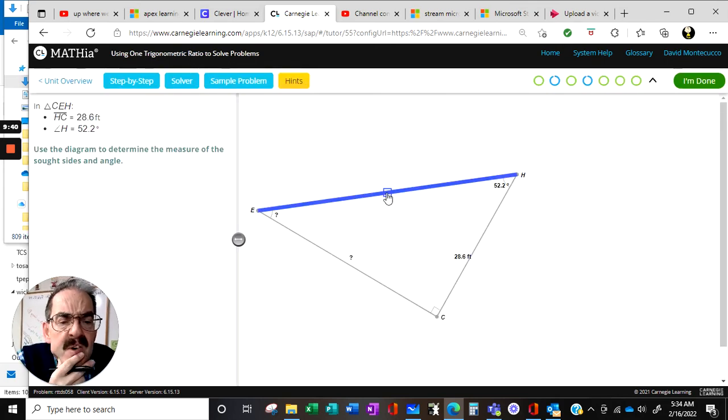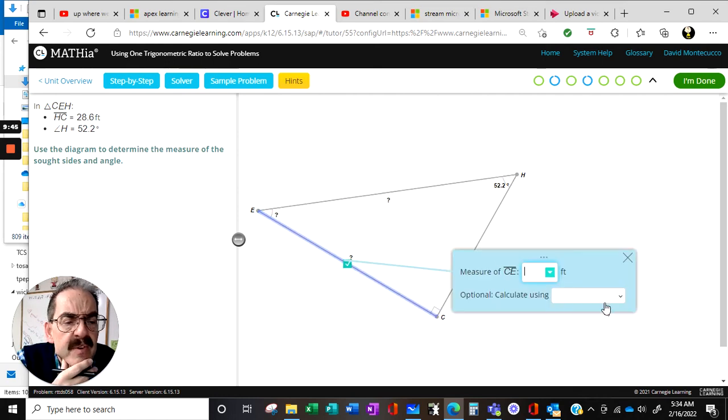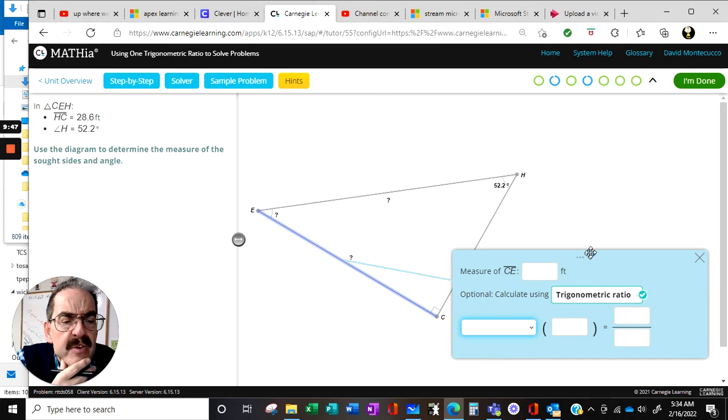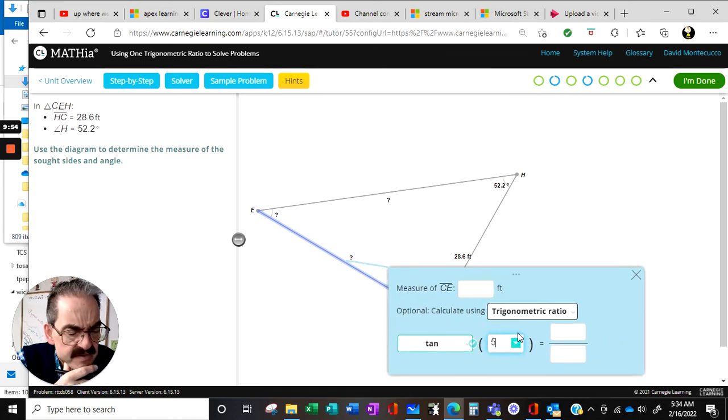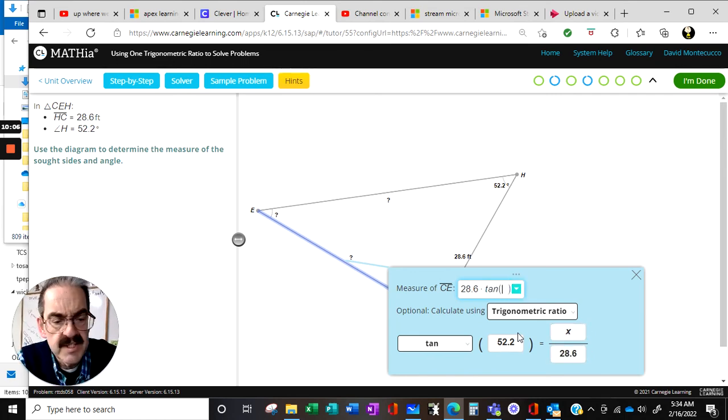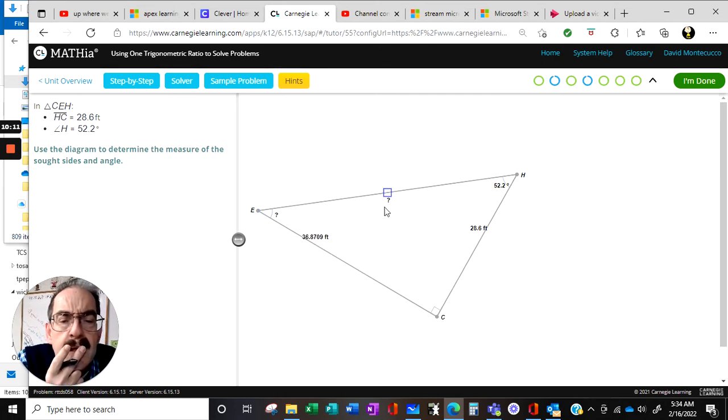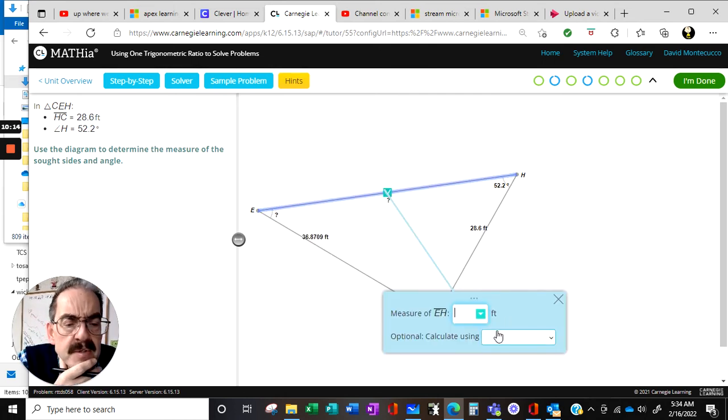Alright, so now, we could do this one first. So we got a trigonometric ratio, tan 52.2, x over 28.6, 28.6 times the tangent of 52.2. Okay, and then this guy we use Pythagoras.